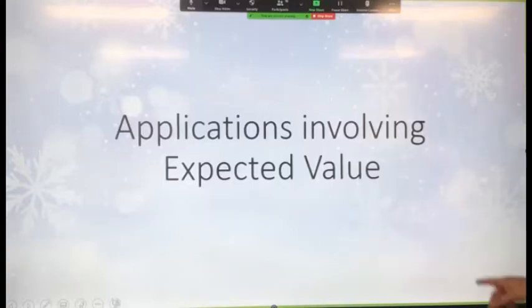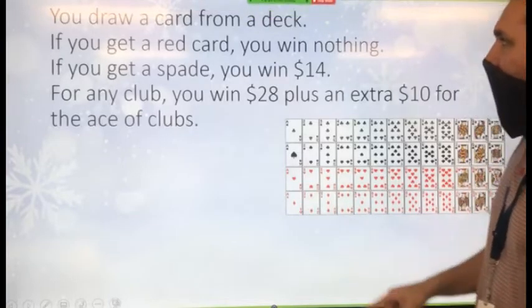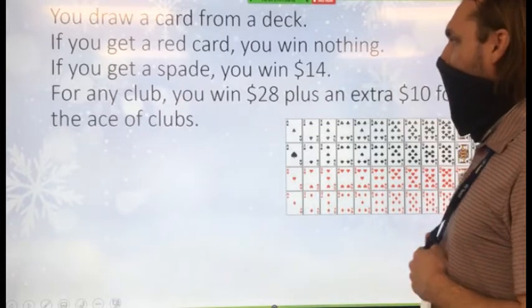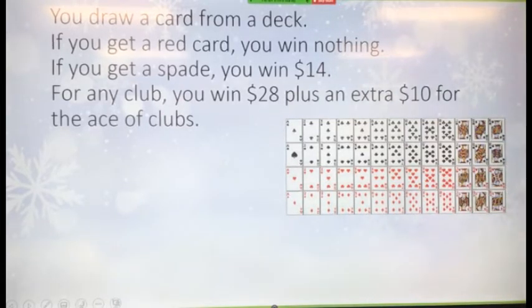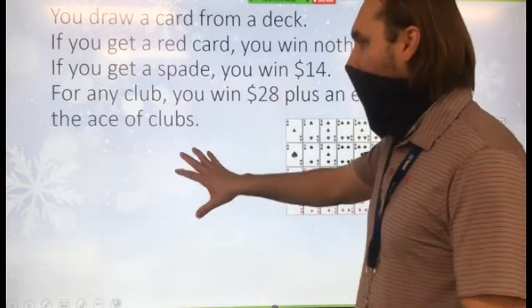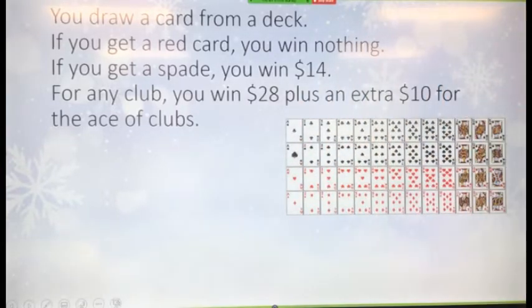Applications involving expected value. So let's look at that one problem that was in yesterday's assignment. You draw a card from a deck. If you get a red card, you win nothing. If you get a spade, you win $14. For any club, you win 28, plus an extra 10 for the ace of clubs. First thing we want to do is come up with our distribution model.